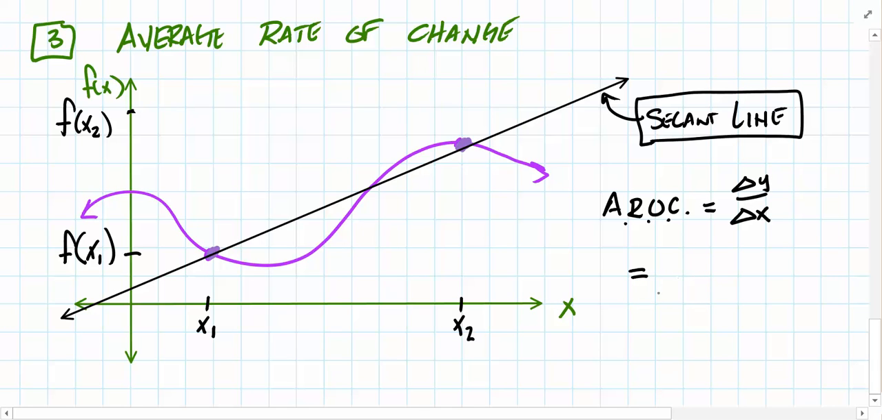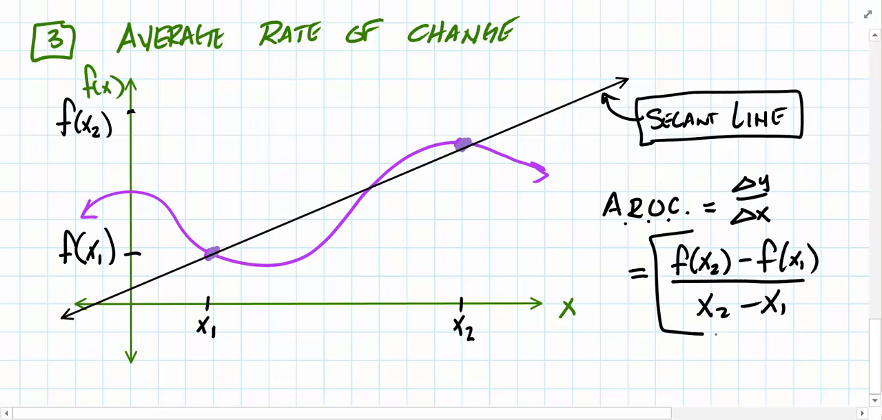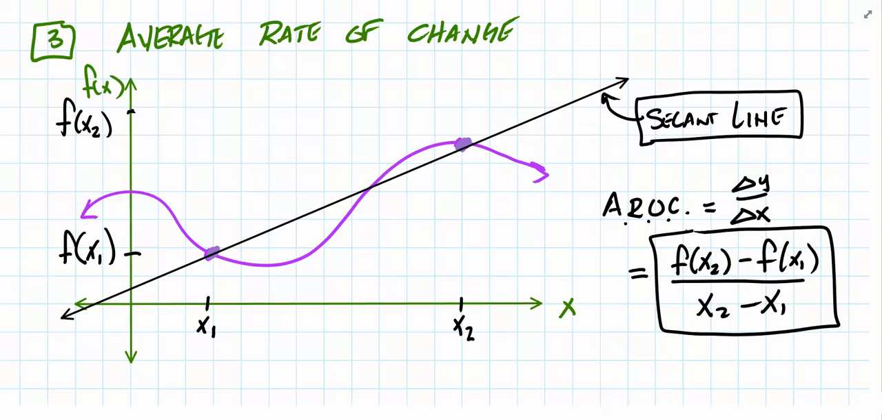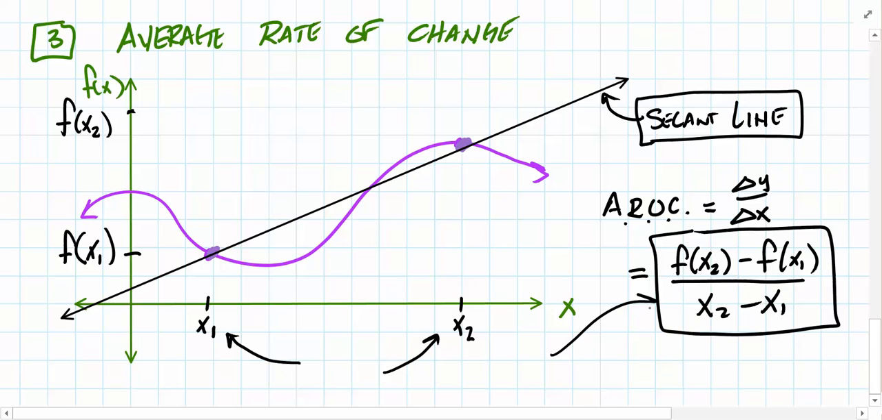So the slope formula would just be this, f of x2 minus f of x1 all divided by x2 minus x1. So you'll notice that's the exact same thing as what? The slope formula, right? So the average rate of change for this function between these 2 points, x1 and x2, is given by this formula here. Nothing more than the slope of the secant line that contains the 2 points.